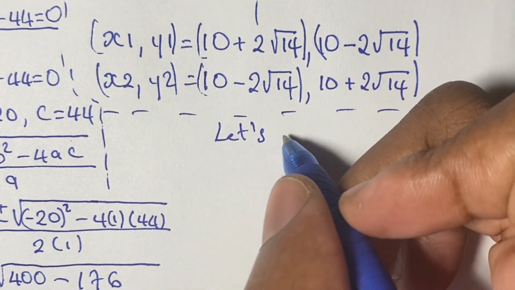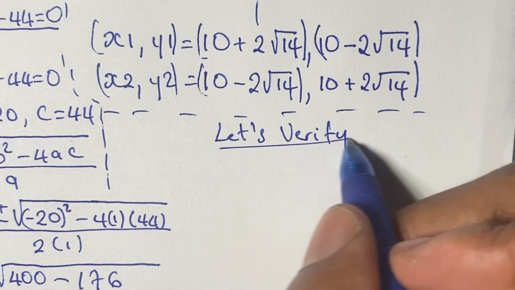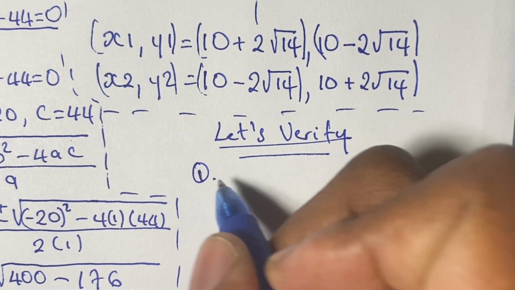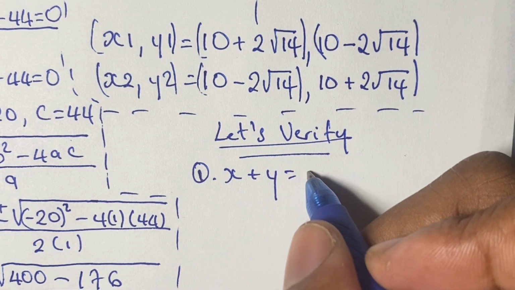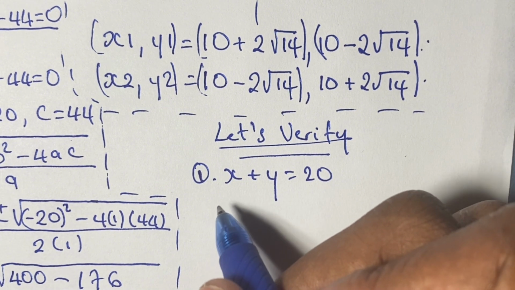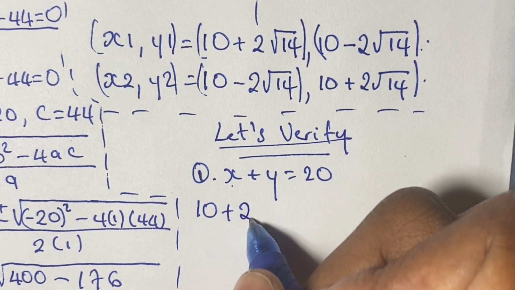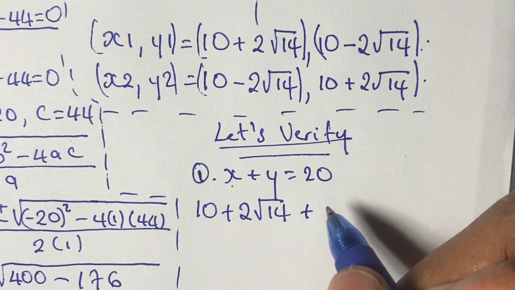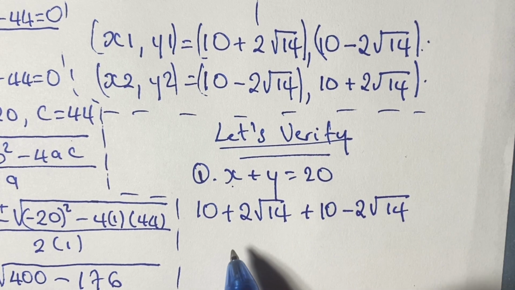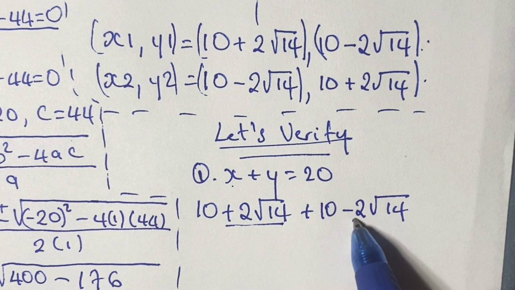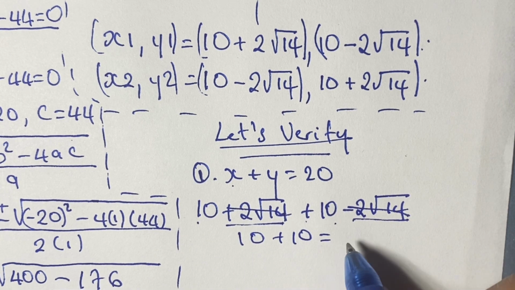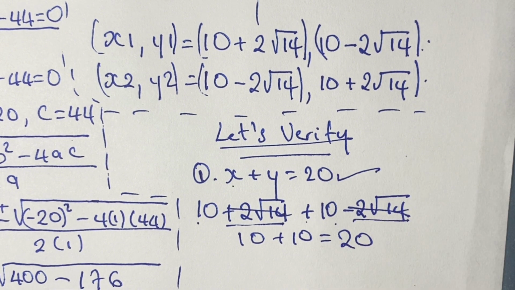Now let's go ahead and verify our solutions that we have up here. We have equation 1 as x plus y is equal to 20. Now we can use either of our solution pairs to verify our solution. The solution pair that we're going to be using for verification is solution 1. So we have the values of x1 as 10 plus 2 root 14, and we're going to have that plus y, which is y1, 10 minus 2 root 14. Notice here that we have a positive 2 root 14 and we also have a negative 2 root 14, so these two will be cancelled out. And now we are left with 10 and 10, and 10 plus 10 gives us 20. So our first solution using our first equation is verified.